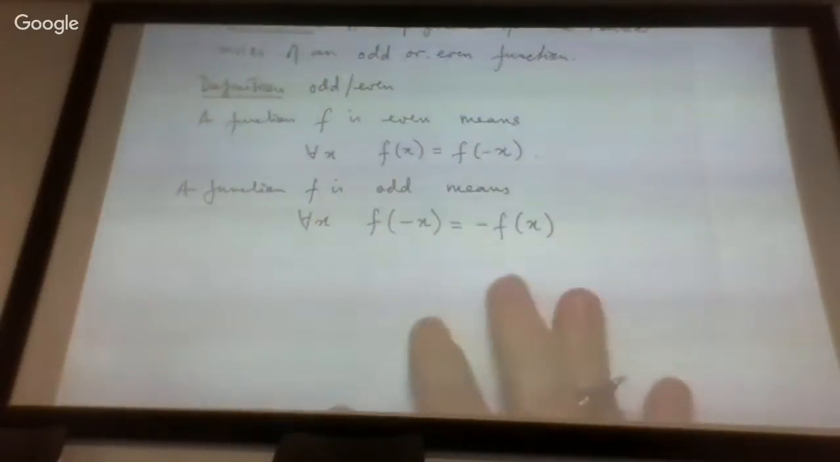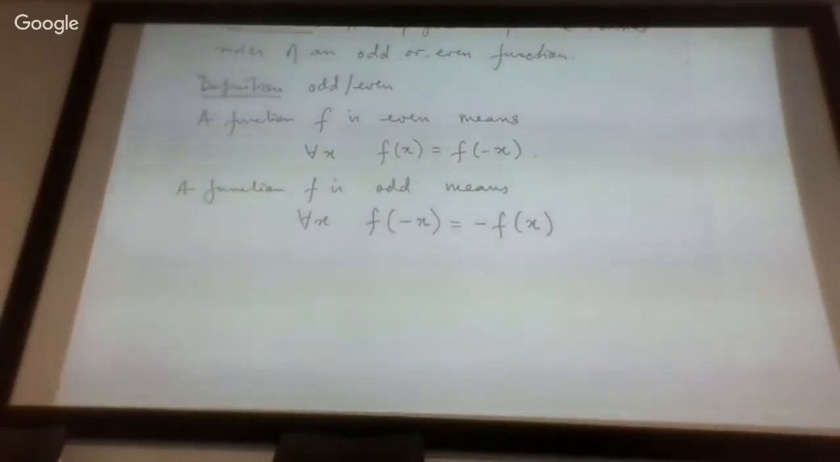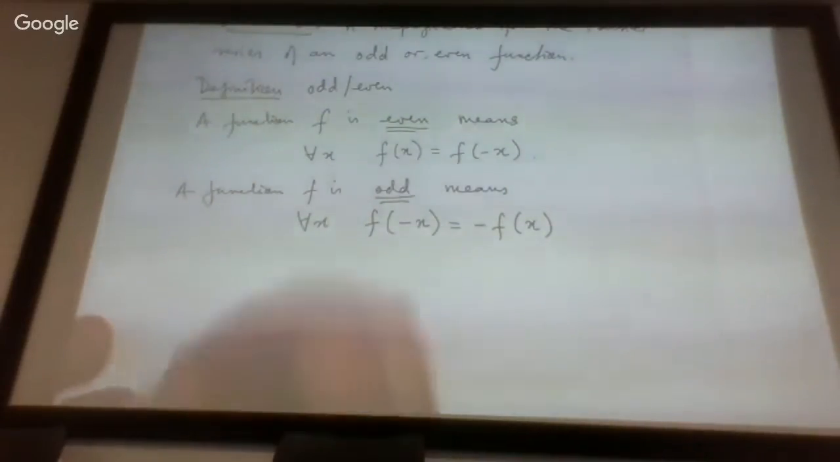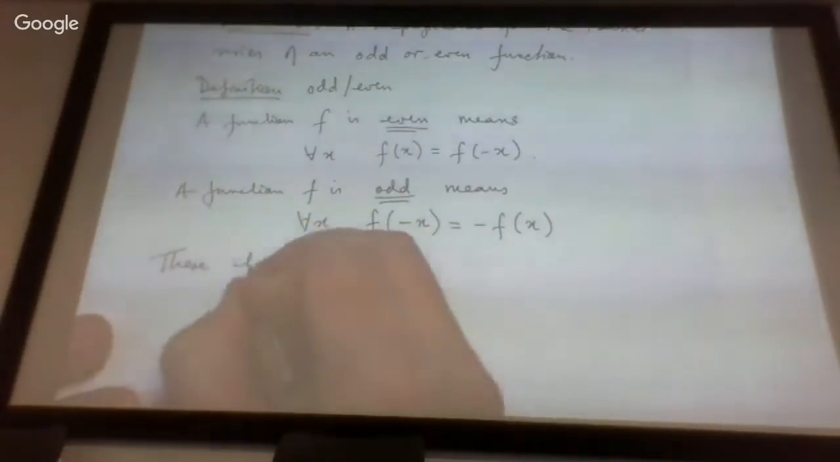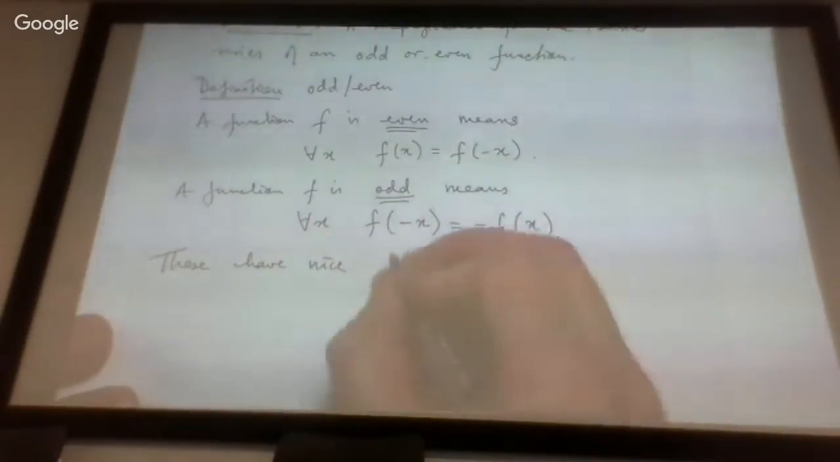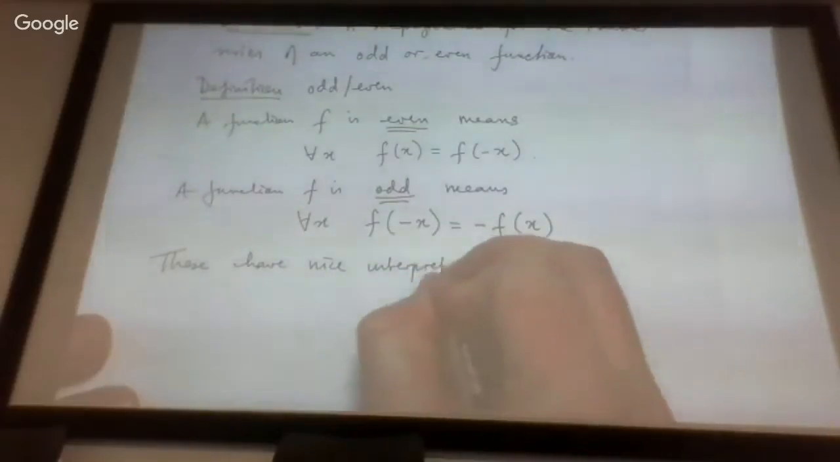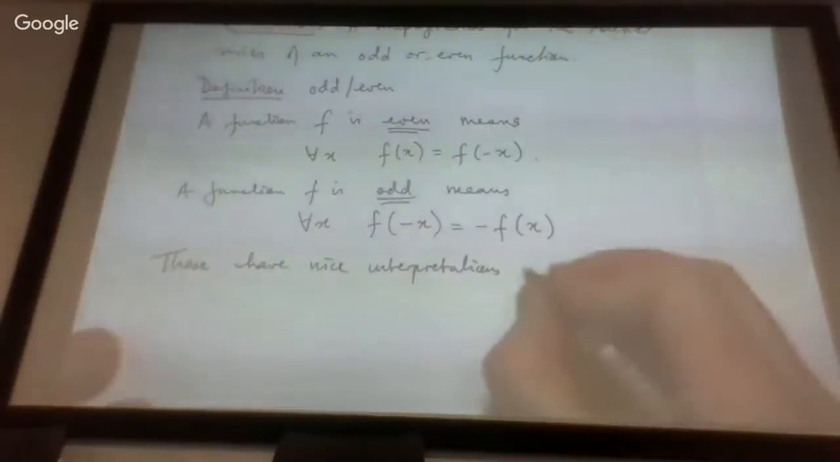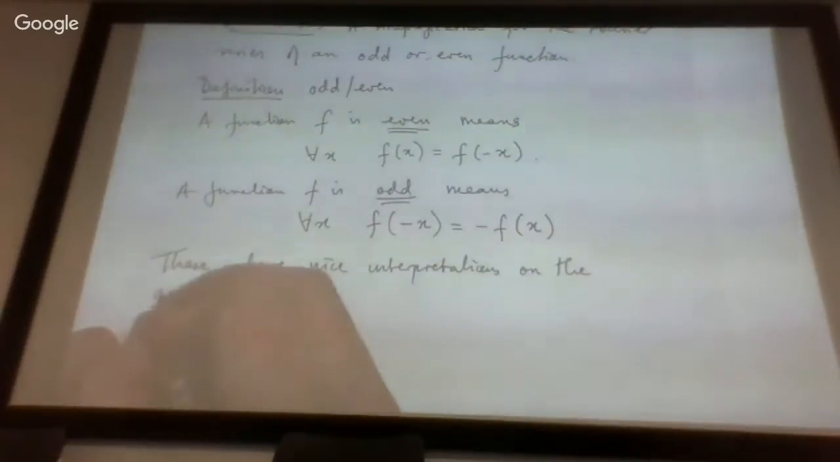Okay. So this is the formal definition of odd or even as terms for functions. So obviously you have to not get this confused with odd or even integers, things being divisible by 2. It's not directly related to that, it's just a different use of the word. So these have nice interpretations on the graphs of functions.